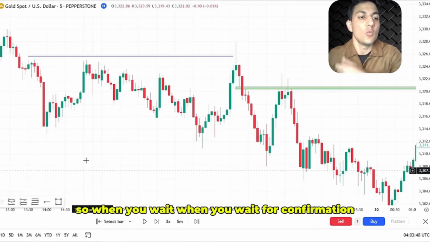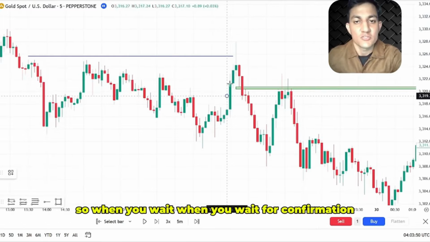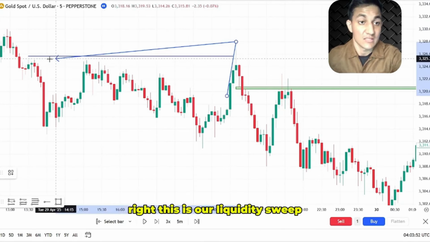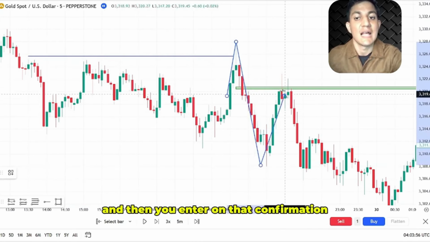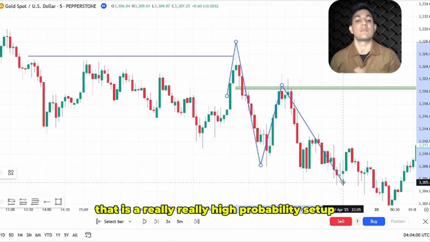So when you wait for confirmation, this is our liquidity sweep, and then we've got the fair value gap, which is our confirmation, and then you enter on that confirmation. That is a really, really high probability setup.